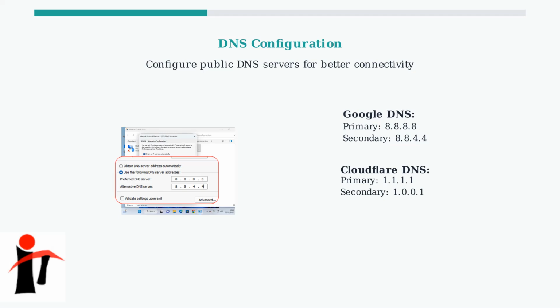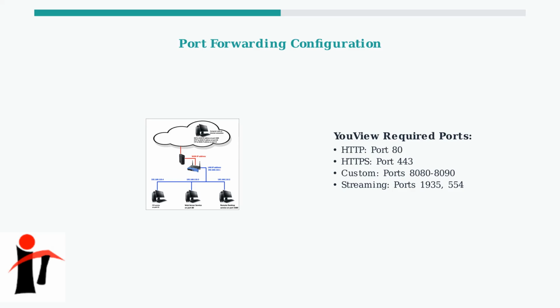Here's how the configuration looks in Windows. Port forwarding is another advanced solution. YouView services require specific network ports to be open for communication. This is especially important if you have a restrictive router or firewall configuration.